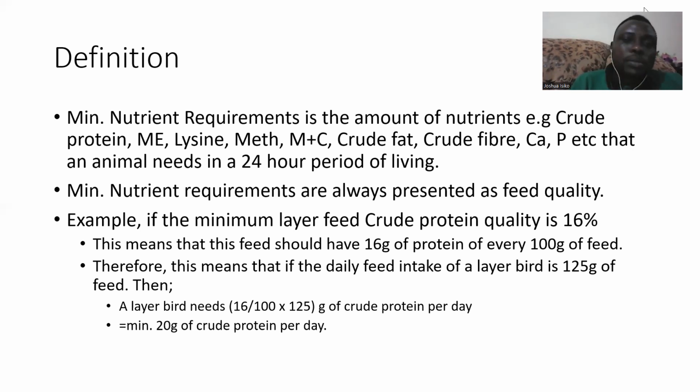Now, commonly, we don't present them in an obvious way. We present them as feed quality. For instance, if I want to do layer feed, you will find that the recommendation for layer feed crude protein is 16% CP. You have read that on the stickers of it.